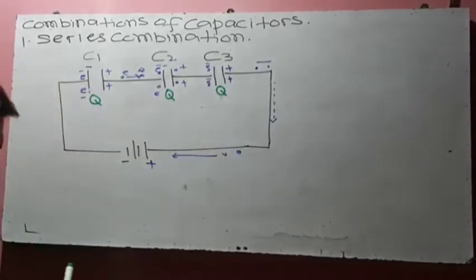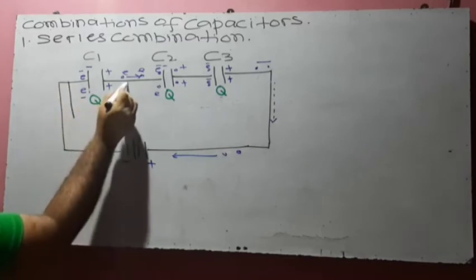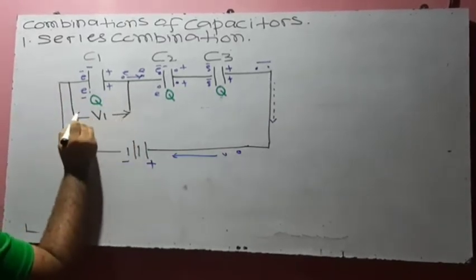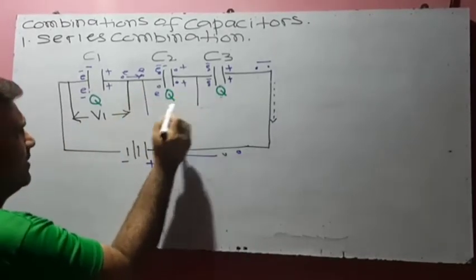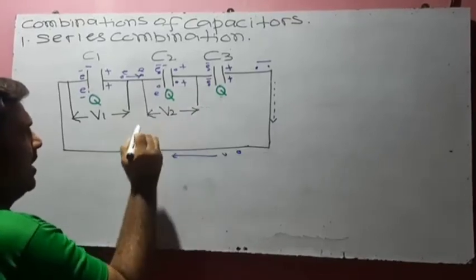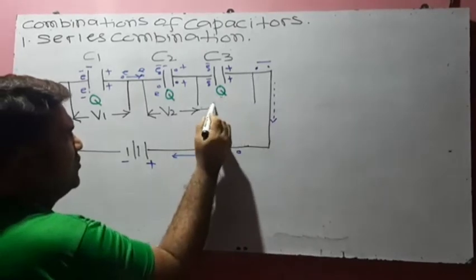But remember, the potential difference across C1 will be equal to V1. The potential difference across C2 will be equal to V2. And the potential difference across C3 will be equal to V3.